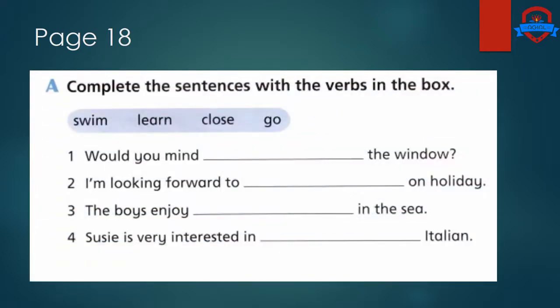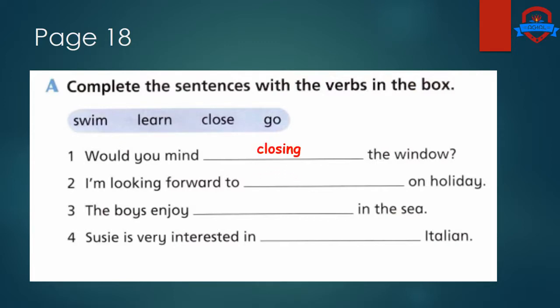Exercise letter A. Complete the sentence with the verbs in the box: swim, learn, close, and go. Number 1. Would you mind closing the window? Mind must be followed by a gerund. What should we do to the window? Swim, learn, close, go. Close. Would you mind close or closing? Closing the window. Well done.